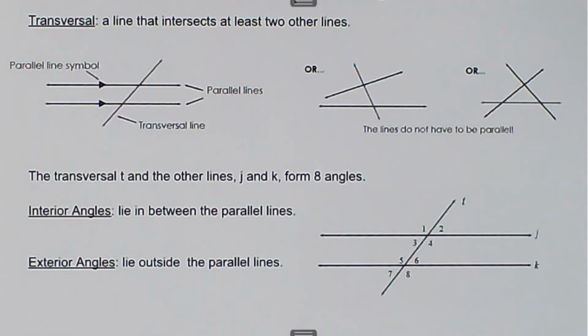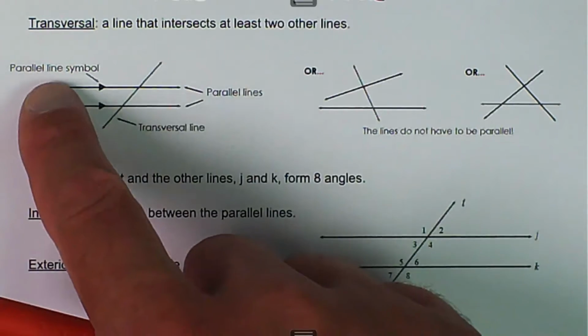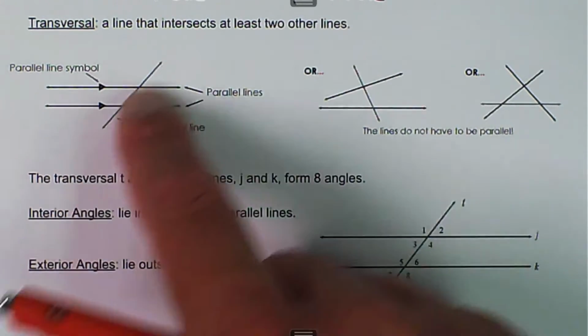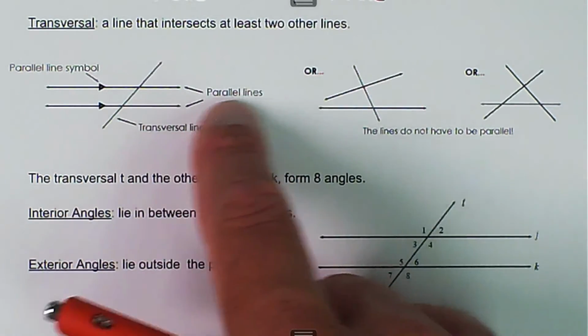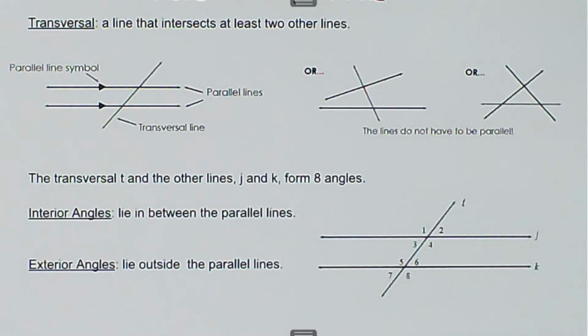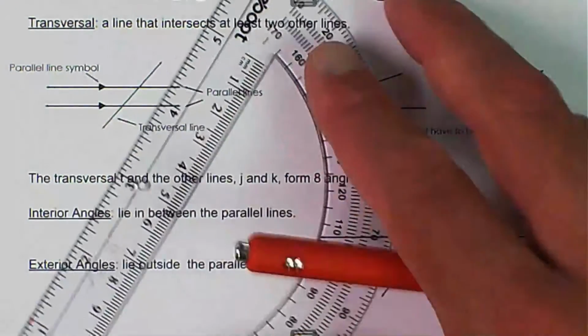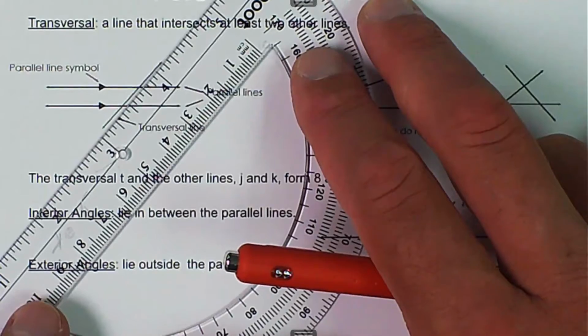We are talking about parallel lines and transversals. A transversal is a line that intersects at least two other lines. We have three examples here, and these are all examples of transversals. In this case, we have the parallel line symbol, and then we have the transversal, and those are two parallel lines. So the transversal is the line that crosses the other two lines.